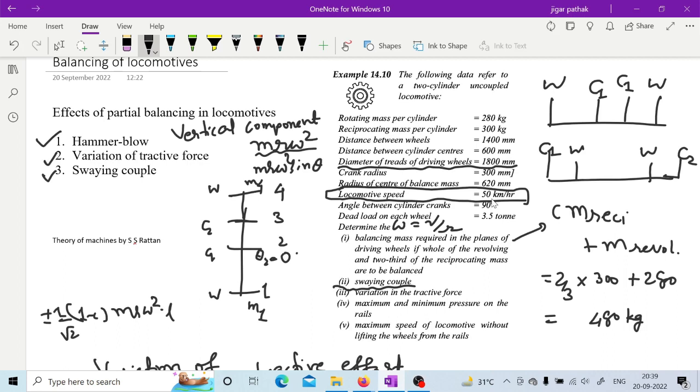You have to convert 50 kilometers per hour into meters per second, and the 1800 mm diameter to radius, that is 900 mm. From that you will find omega as 15.43 radian per second. And L is given as 0.6, the distance between cylinder centers, as we have seen while calculating the swaying couple.